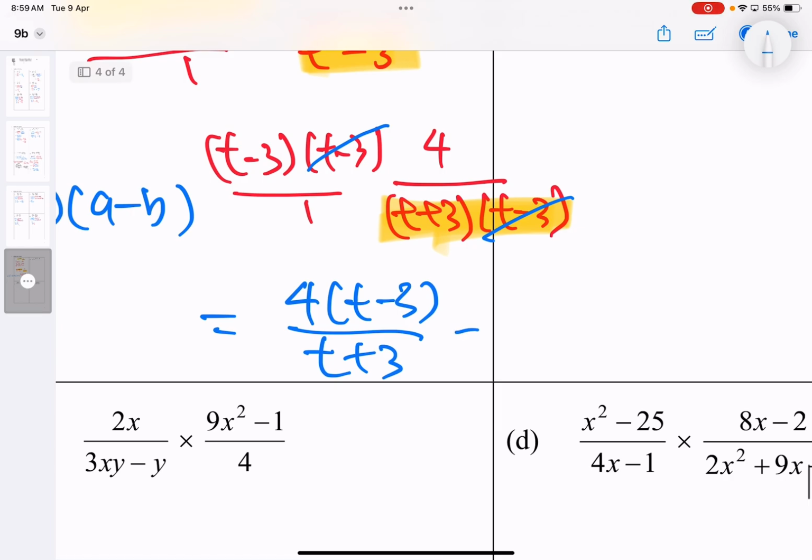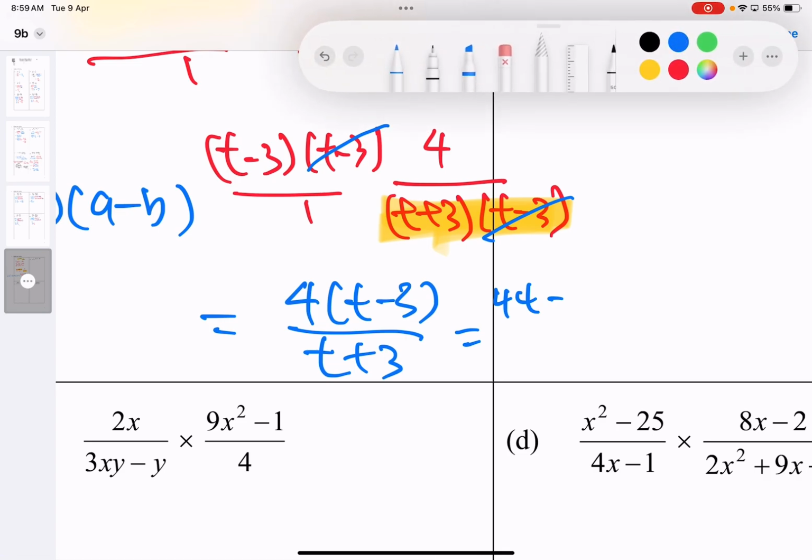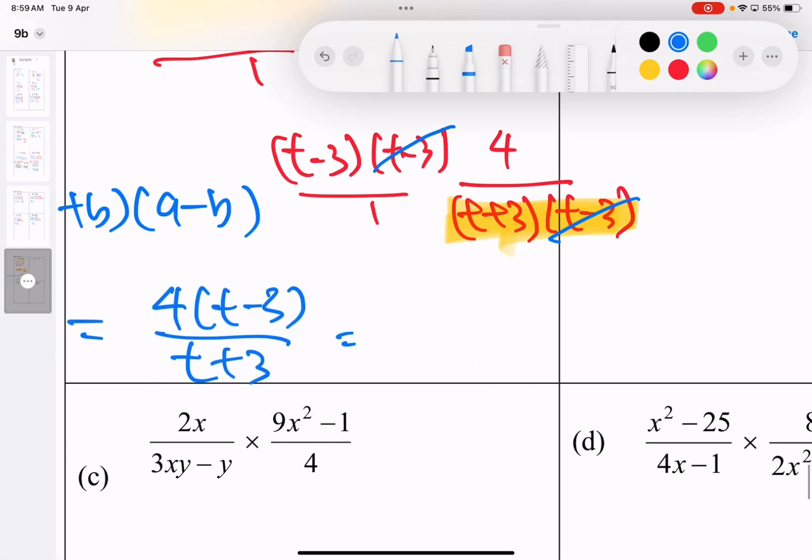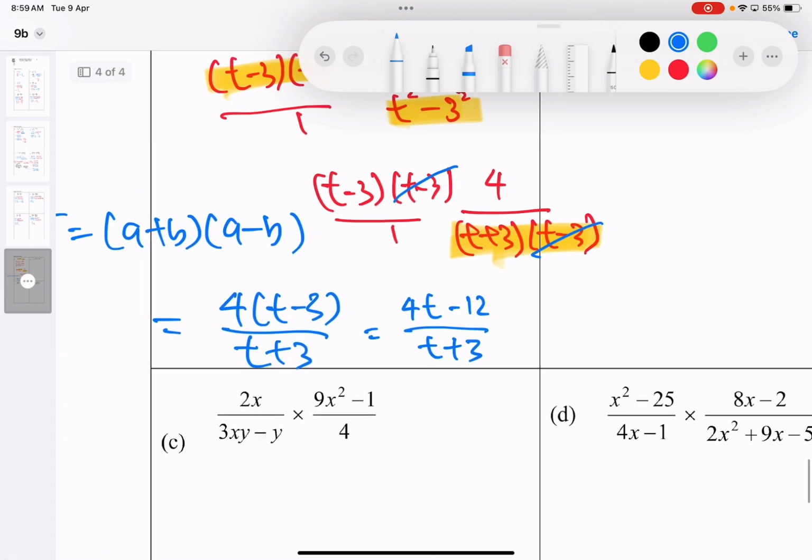But of course, we can finish this up by multiplying it in, 4t minus 12. Let me shift that in. Okay, so my final answer, I just multiply back in, 4t minus 12 divided by t plus 3. Okay? So this is my final answer.